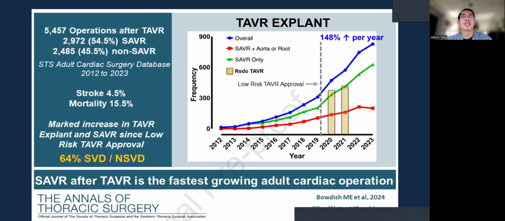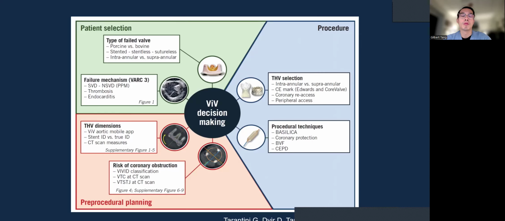We know that TAVR explant is actually the fastest growing operation in the United States based on the STS database. And you can see both due to structural valve deterioration and non-structural valve deterioration. At the same time, redo TAVR is also increasing in numbers. However, TAVR explant is relatively unattractive due to high stroke rate and mortality rate. So it remains to be seen how we can make this procedure safer for our patients.